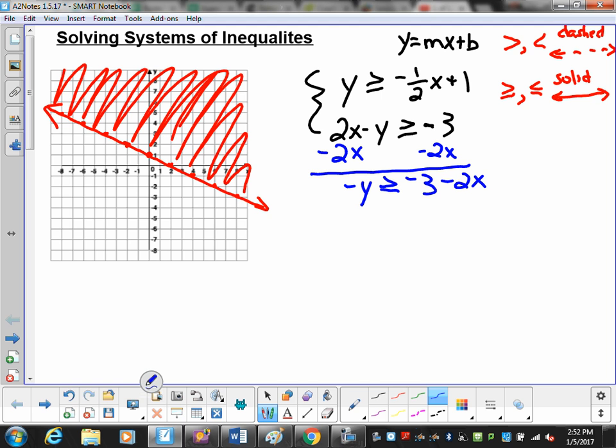Okay. So the next piece is, since y is not by itself yet, it's got that negative 1 in front of it. We need to divide everything by negative 1. And remember on inequalities, if you divide both sides by a negative number, or multiply both sides by a negative number, the inequality symbol changes direction. So instead of greater than or equal to, it changes to less than or equal to. Okay? And then all the other stuff does is just change the signs. Dividing by a negative 1 changes that to a 3, changes that to a positive 2x. So this says y is less than or equal to 3 plus 2x.